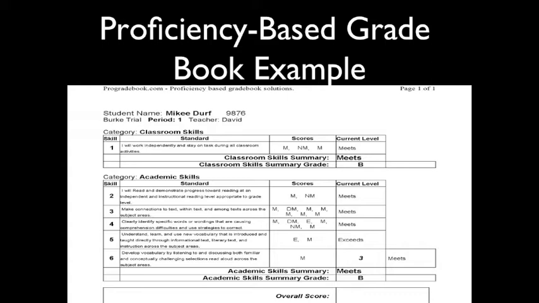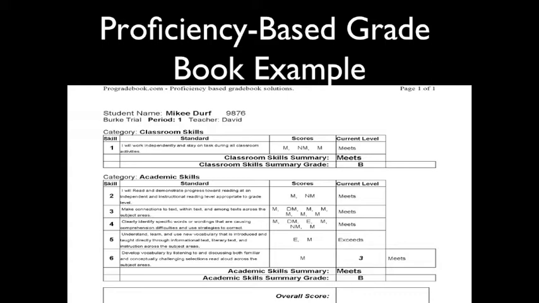In the classroom skills, you can see the first standard. It's number 1, and it says, "I will work independently and stay on task during all classroom activities." To the right of the standard, you'll see the scores, an M, an NM, and an M. And those scores are representative of student work or opportunities in the class. And then next to that, there's a current level, and it says meets.